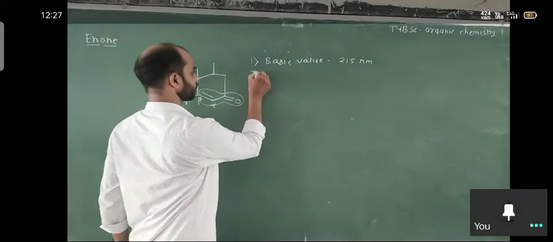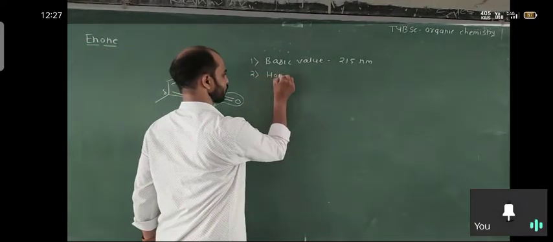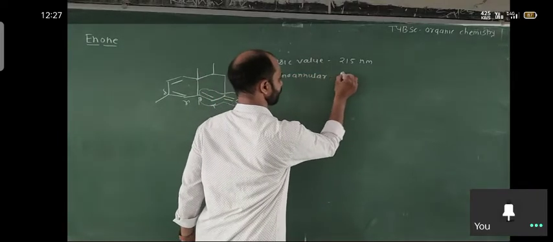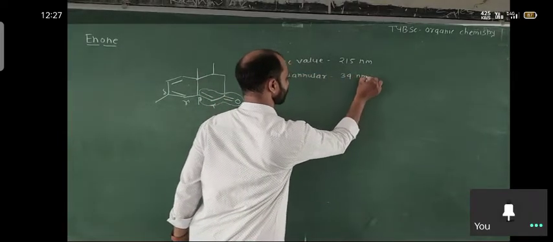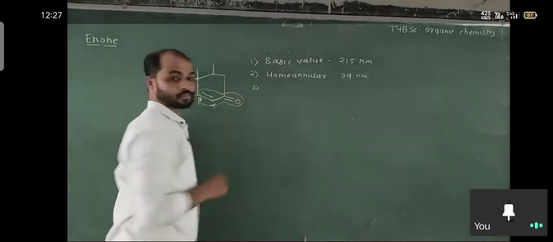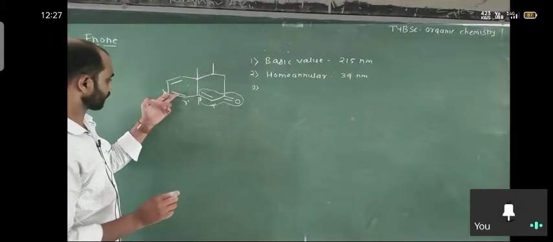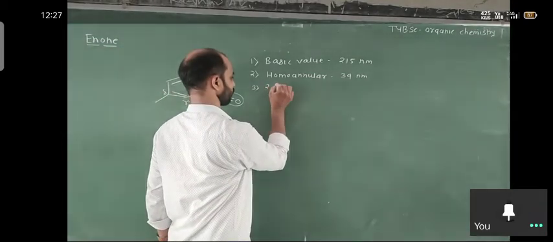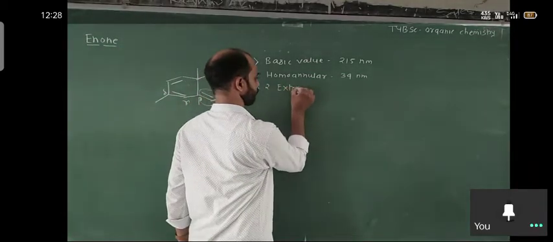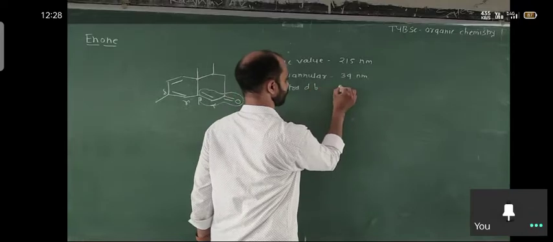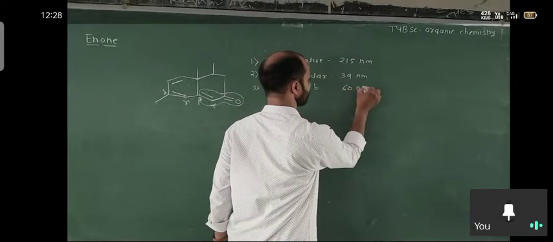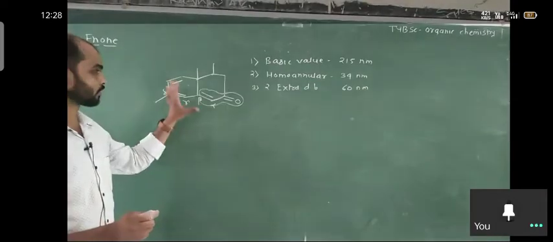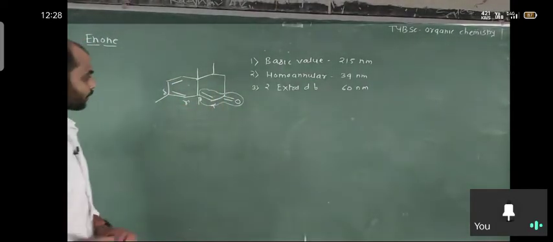Second, homoannular, yes, homoannular, 39 nanometer. Third, extra double bond in conjugation, yes, these 2 bonds are extra. So 2 extra double bonds. For that, the total is 60 nanometer. For each bond there is 30 nanometer, so there is 60 nanometer. We add the 60 nanometer.